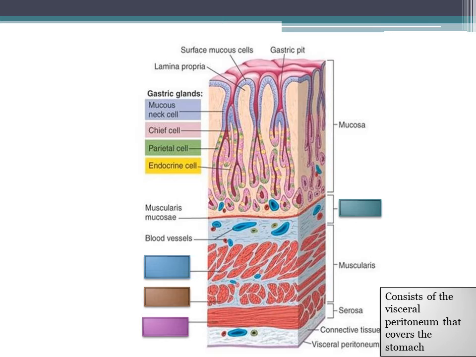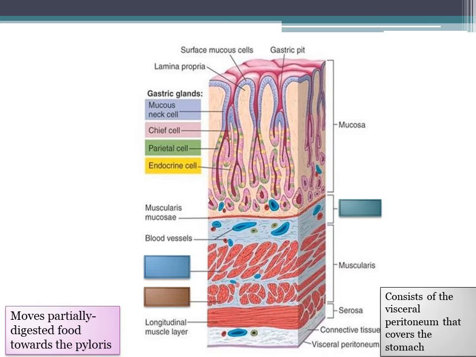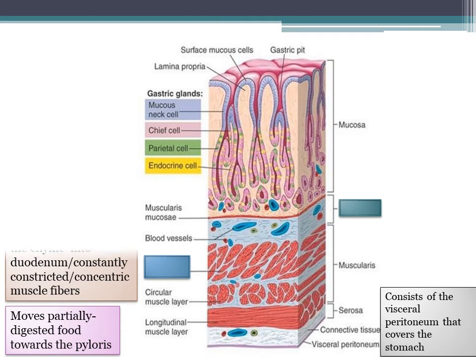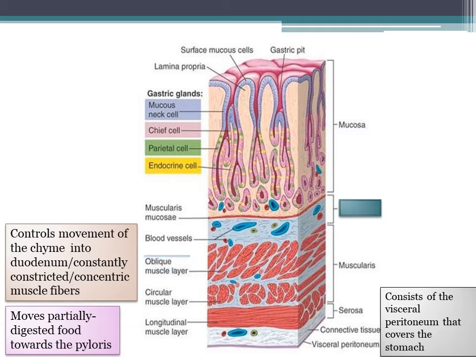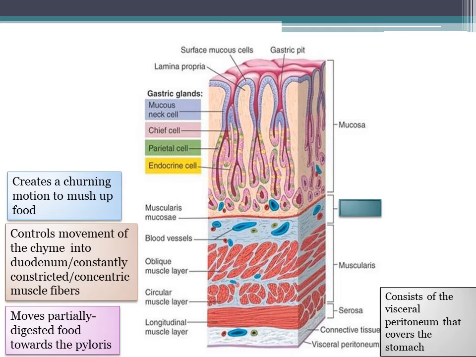Next, we have the muscularis externa, which is divisible into 3 layers. First, we have the longitudinal muscle layer. It moves partially digested food toward the pylorus. Second, we have the circular muscle layer, which controls movement of the chyme into the duodenum, and it is constantly constricted. The muscle fibers run concentric to the longitudinal axis of the stomach. For the last layer of the muscularis externa, we have the oblique muscle layer, which creates a churning motion to mash out food.